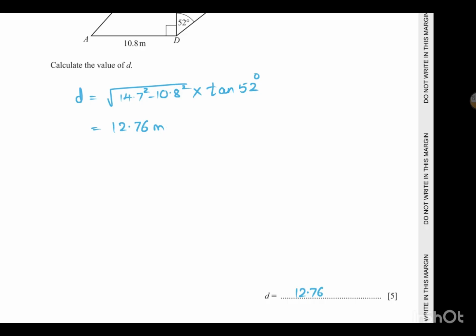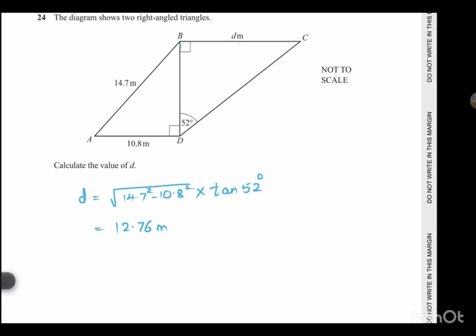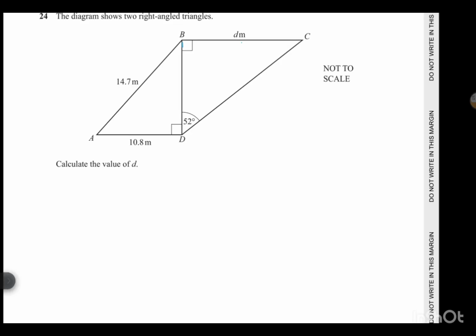It's a 5 marks question, so let me write all the steps here so that you will not lose the marks. First of all, finding out in triangle ABD, BD is equal to the square root of 14.7 square minus 10.8 square. This is BD. Don't calculate it, keep it as it is.